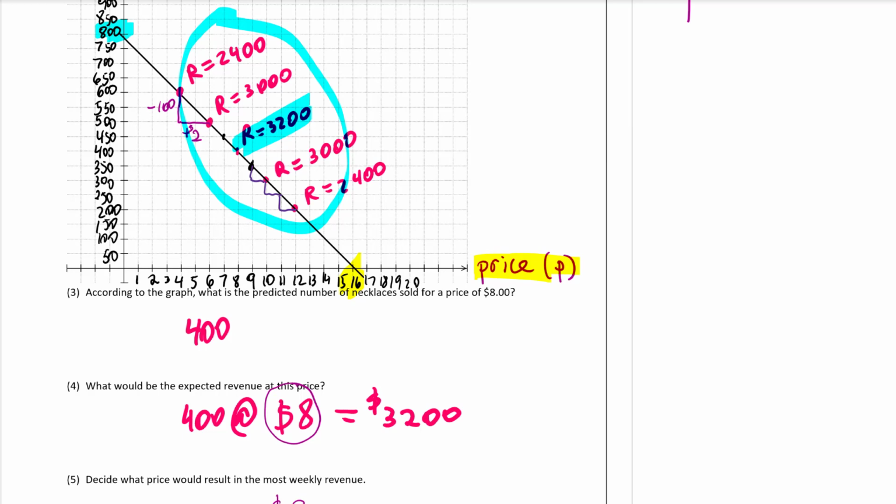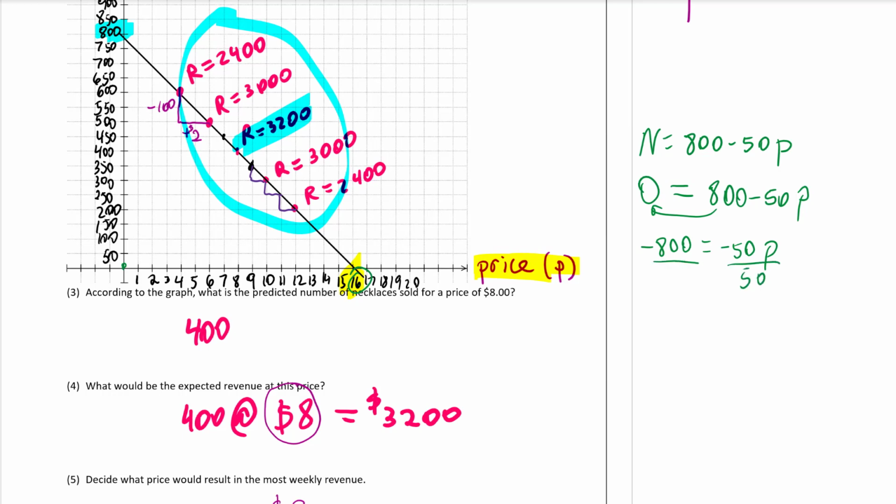Notice if we write the model like this, n equals 800 minus 50p, the horizontal intercept represents the place where your model becomes 0. This point right here has a y coordinate, that is, an n coordinate, equal to 0. So if you solve for p, what's the price at which no one is going to buy these necklaces? If you solve this equation, you can move 800 to the other side and divide both sides by 50.